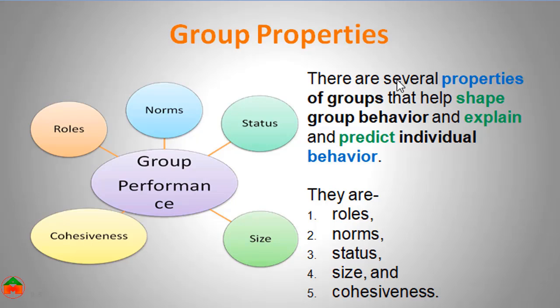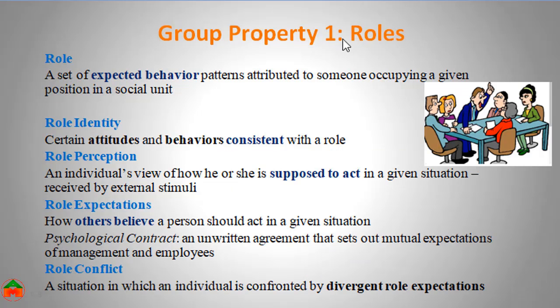Group properties. There are several properties of groups that help shape group behavior and explain and predict individual behavior. The properties of a group are roles, norms, status, size, and cohesiveness. The first group property is roles. Roles are the expected behavior an individual will take on in a group, such as the leader or the taskmaster.